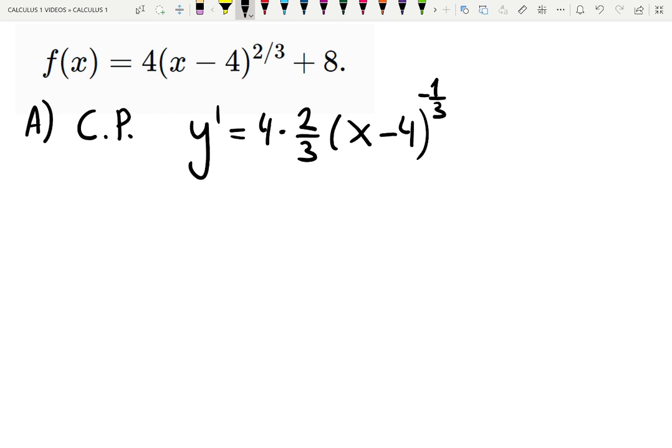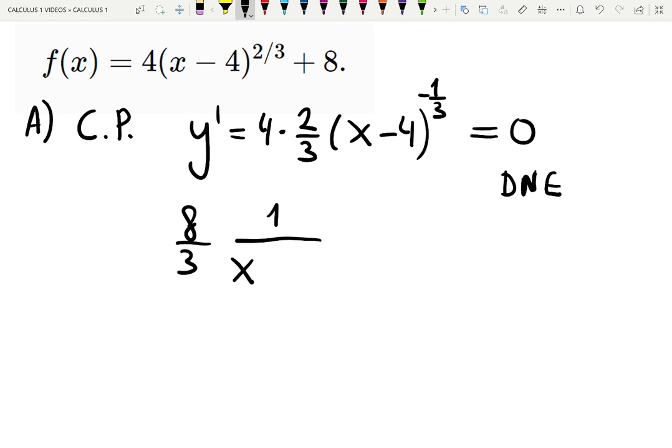Now we want to find where this function is 0 and does not exist. For which x? A little bit complicated, but actually it's not. Let's rewrite this function. It's 8 over 3, and then we have 1 over (x minus 4) raised to the 1/3. As you can see, I used the negative sign over here. It is never 0, right? Because the numerator is never 0. So the only critical points can come from the denominator being 0.